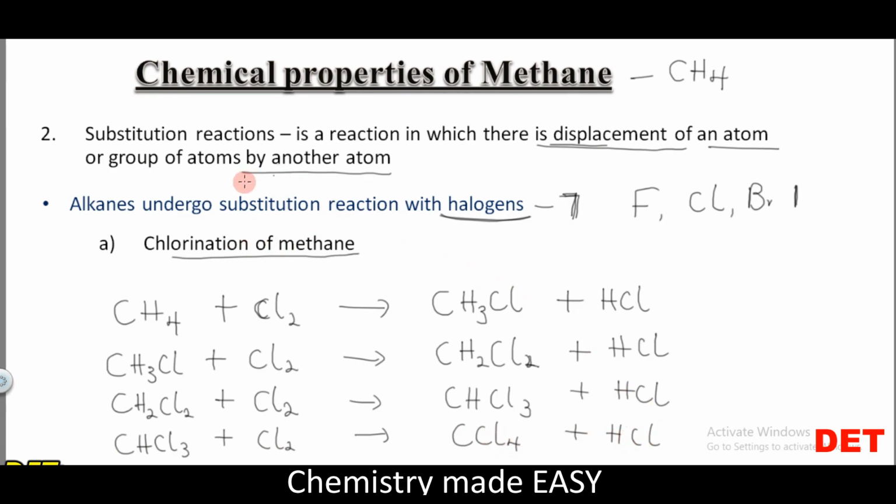So this is what substitution reaction is all about. It is a reaction in which there is displacement of an atom or group of atoms by another atom. And alkanes, generally, undergo substitution reaction with what? Halogens. Like I mentioned before, halogens are the elements in group 7 of the periodic table. They are fluorine, chlorine, bromine, iodine.